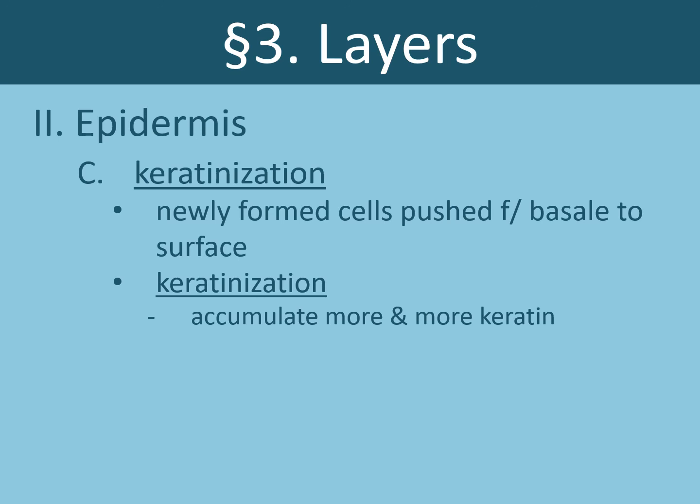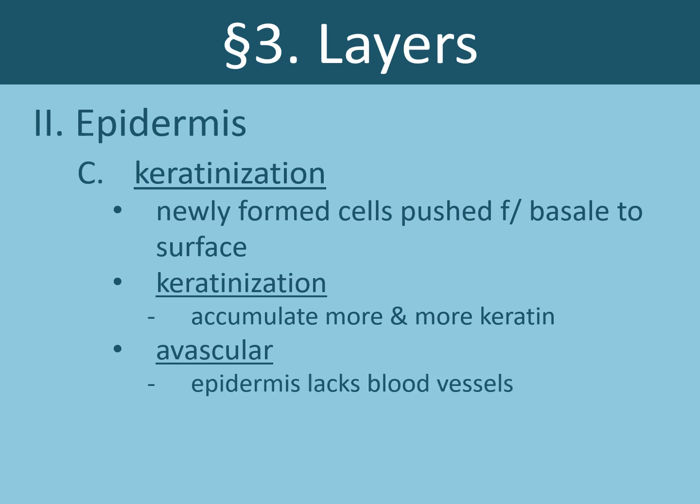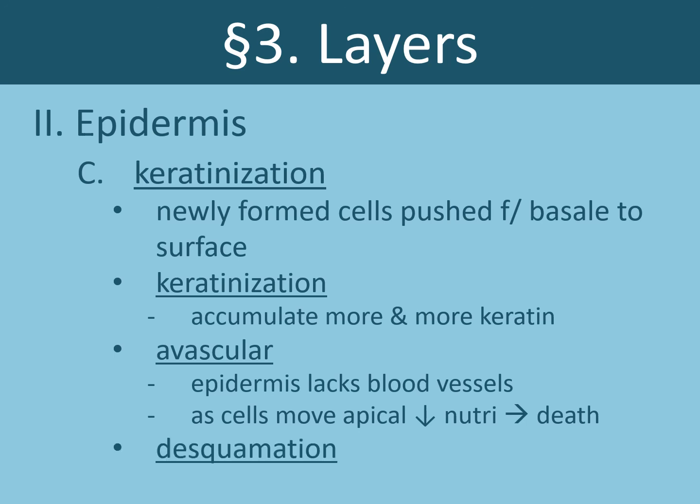Our skin contains blood vessels, but they are not found in the epidermis. This means that as cells travel to the apical surface, they get further from the blood, the sole source of nutrients. Between keratin accumulation and lack of blood, keratinocytes die as they push upward. Desquamation refers to the normal growth and shedding of dead cells at the surface of the epidermis.